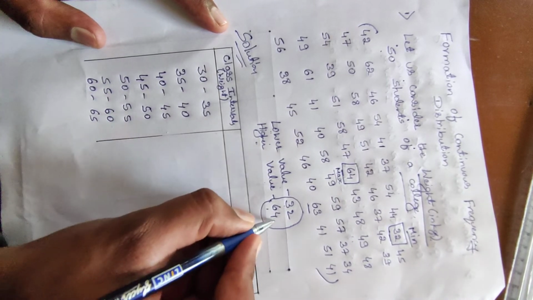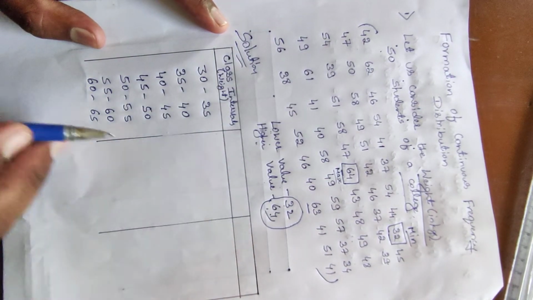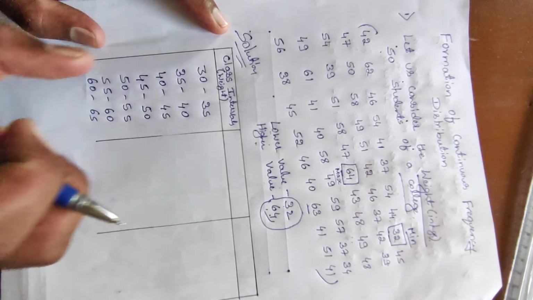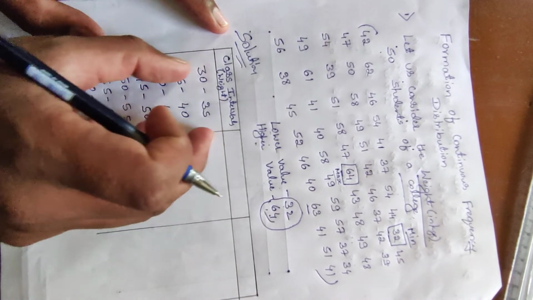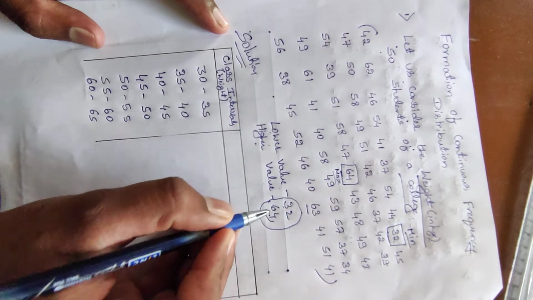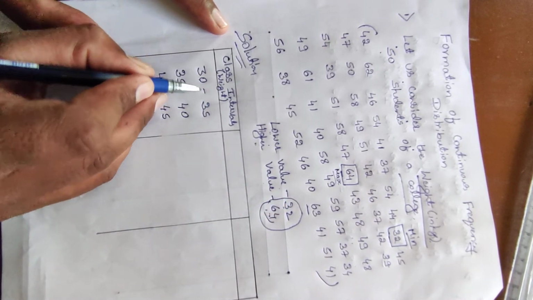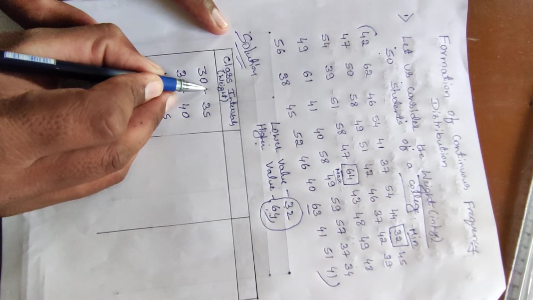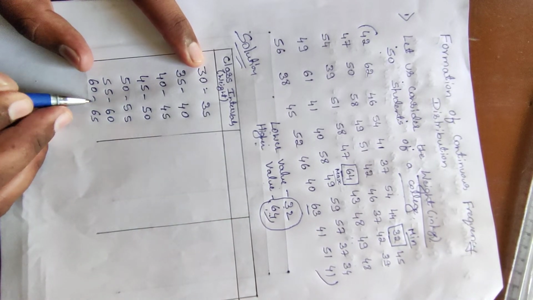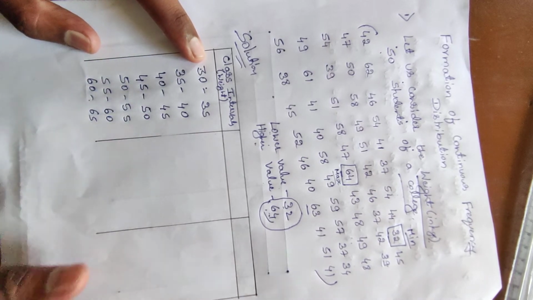It's enough, because the maximum value in the given information is only 64, so 65 is enough. This is the way of classifying or dividing the class intervals. Understood the concept? The minimum value and maximum value are included in the class intervals. The minimum value 32 falls between 30 to 35, and 64 falls between 60 to 65. So the 30 to 65 class intervals are enough.